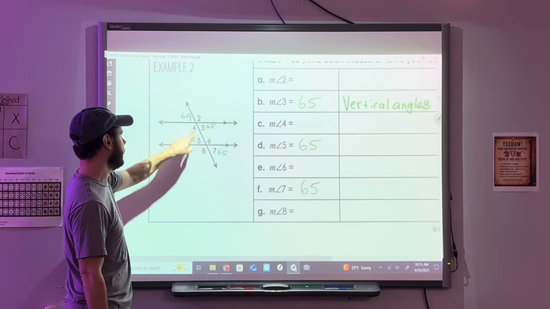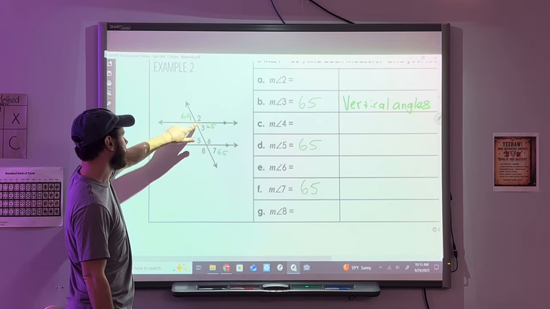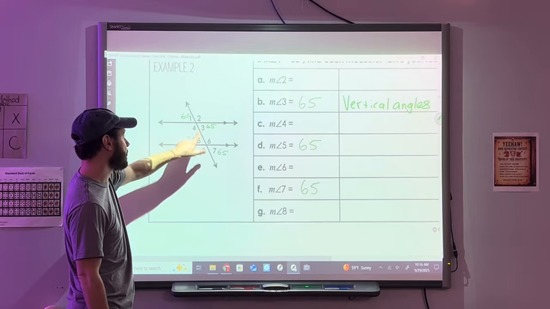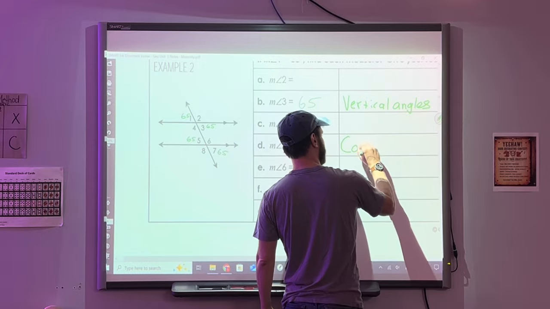Five, okay. 5 and 1, what's their angle relationship? Well, it looks like 1 is on the outside, 5 is on the inside, so they must be corresponding. Top left, top left. Yep, they are corresponding to each other.